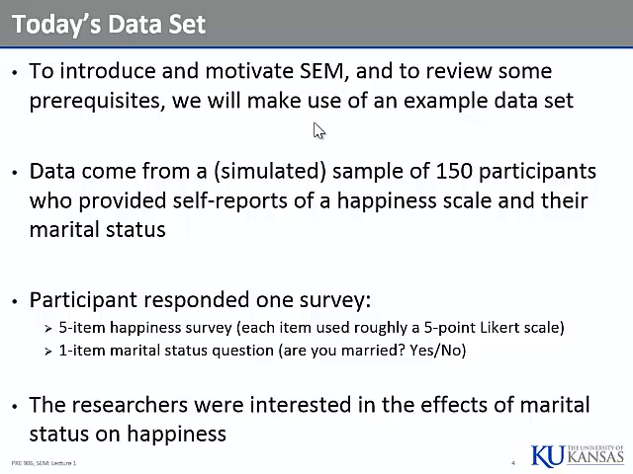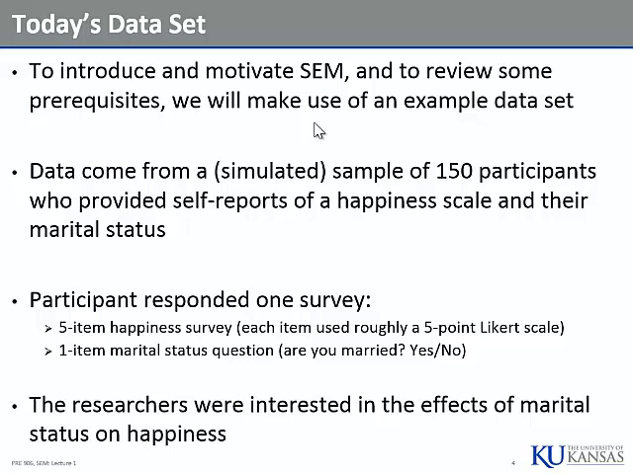I also took a person's marital status. By the way, I picked marital status because I was looking for a dichotomous variable, and this is not meant to be a treatise on my opinions on marital status and happiness. All right? So let's just leave that alone. I'm just looking for a simple little study to talk about how it works. Each participant responded to one survey.